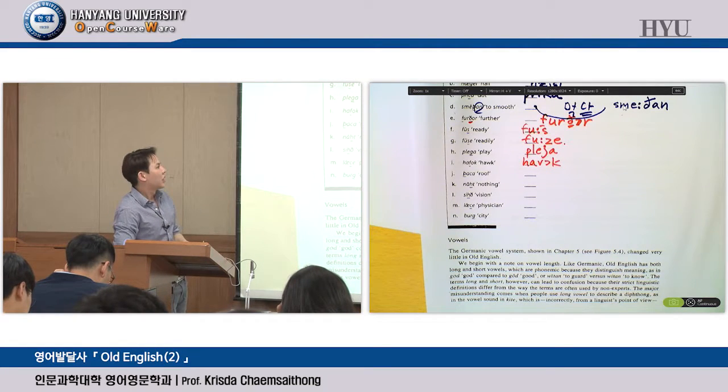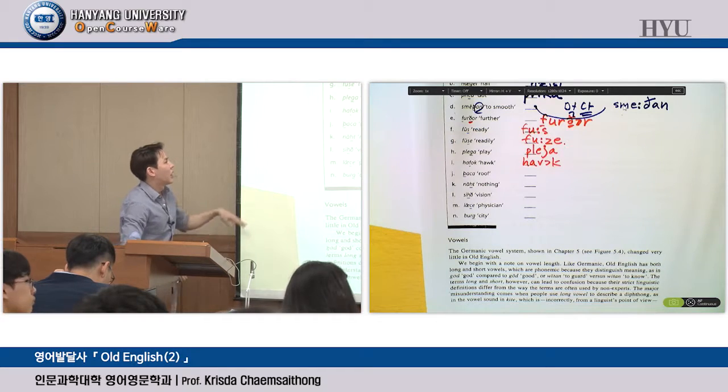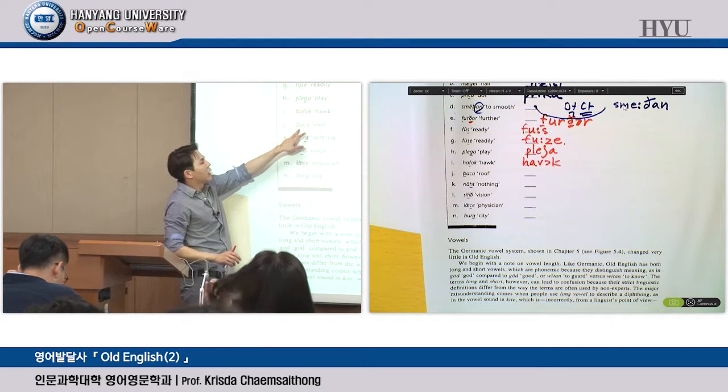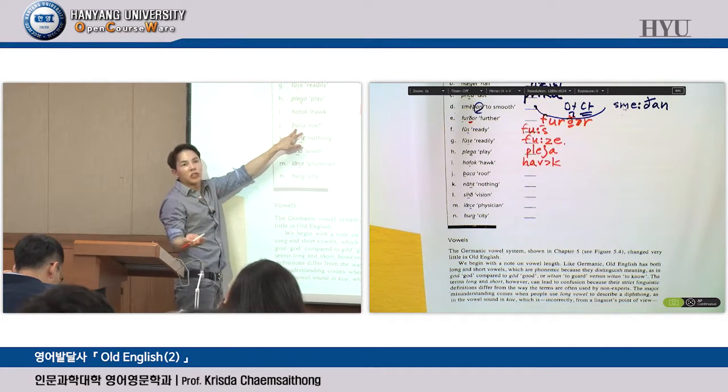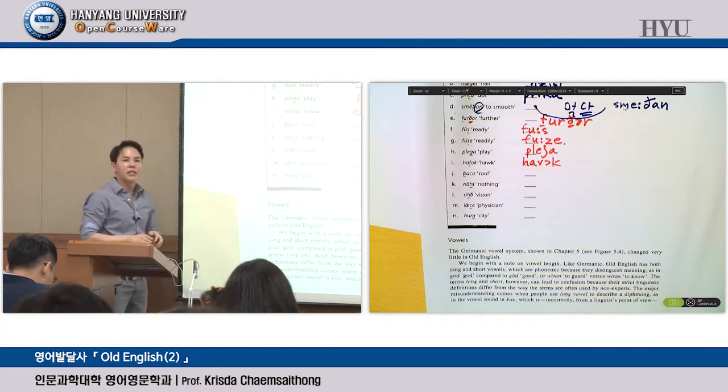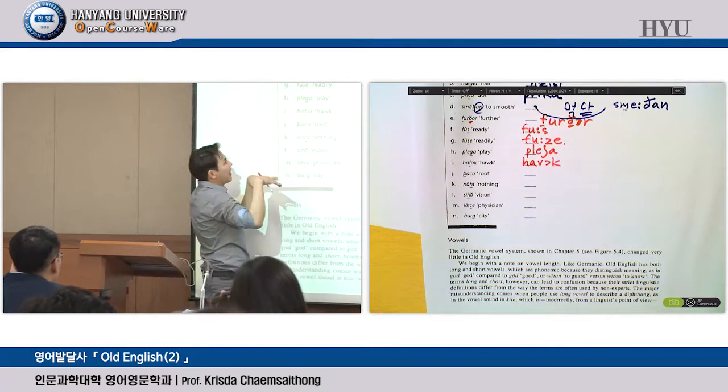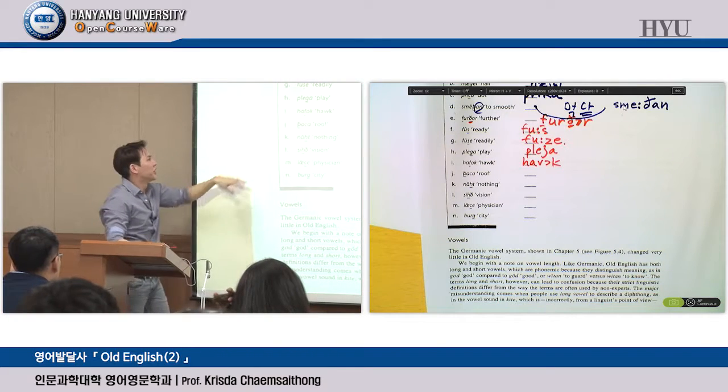Number J. Do you think this will become the word thatch, right? Thatch. Chokajip, like a house with a thatch roof. Chokajip.